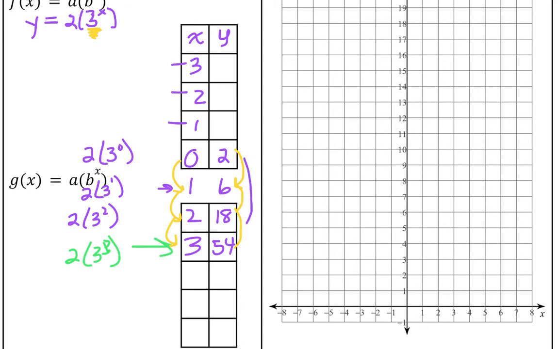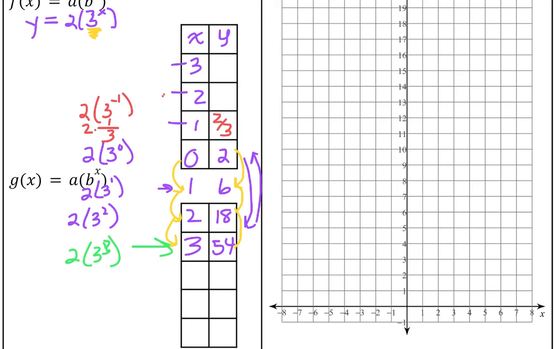If in this direction we're multiplying by 3, we would expect that in the other direction we're probably dividing by 3. So let's see what happens when x is negative 1. That would be 2 times 3 to the negative 1. 3 to the negative 1, again, is the reciprocal of 3. 2 times 1/3 is 2/3. So again, it took that 2 and divided it by 3.